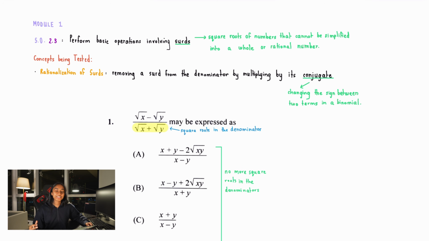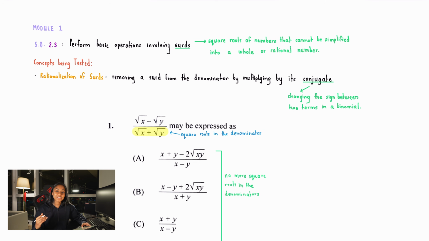Let's begin our journey with question 1, which comes all the way from module 1, and it is likely one of the first topics you'll ever encounter or learn in pure mathematics. This question is all about surds, so let's read it now. Question 1 states, the square root of x minus the square root of y all over the square root of x plus the square root of y may be expressed as, and then we are given these 4 options.